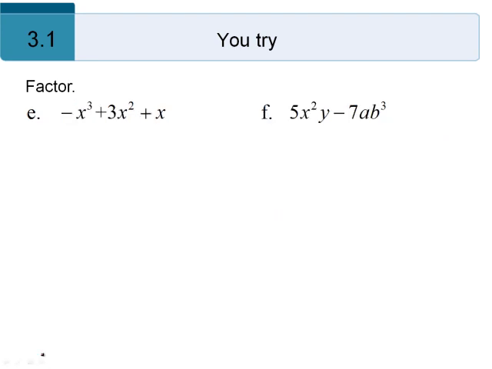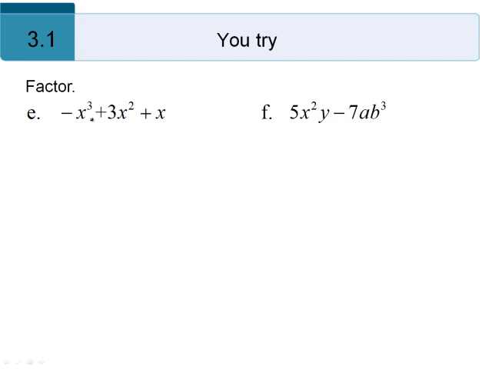Okay, so letter E, here the first term is a negative. So this is where, when you bring out your greatest common factor, you want to bring the negative sign with it. The only time you need to worry about that is if the very first term is negative. That's when you need to bring that negative factor out front.